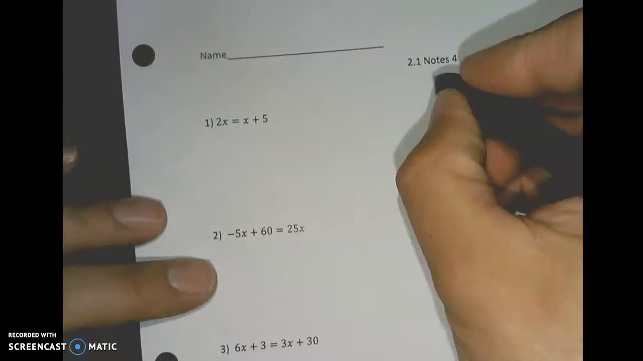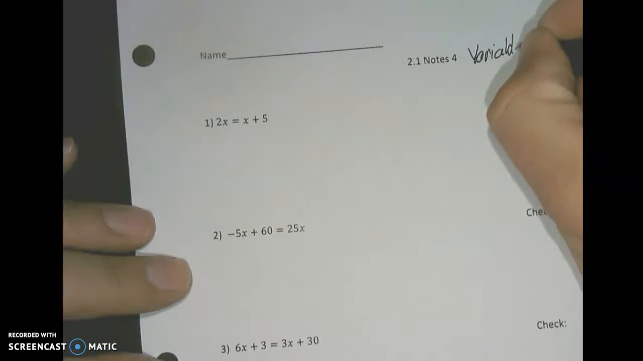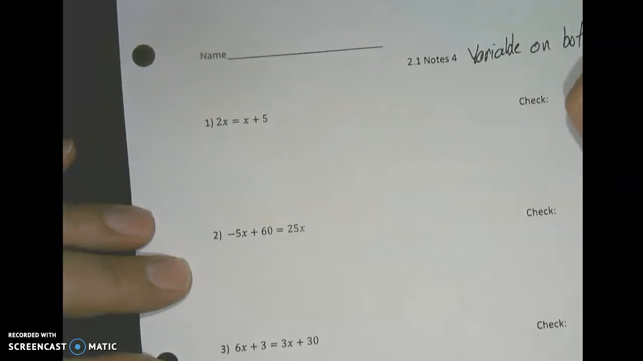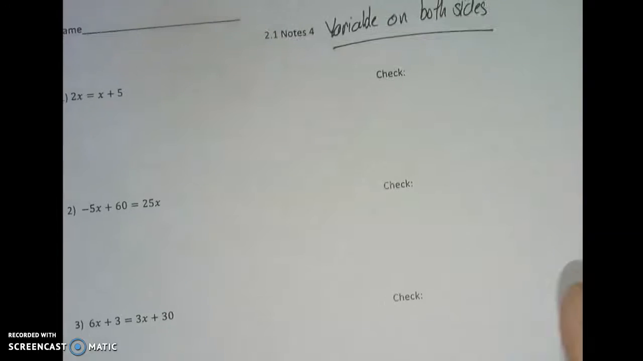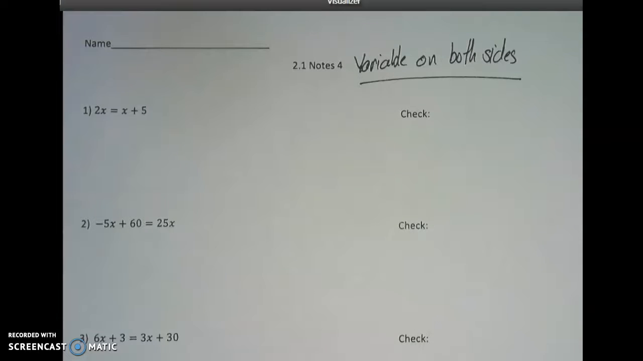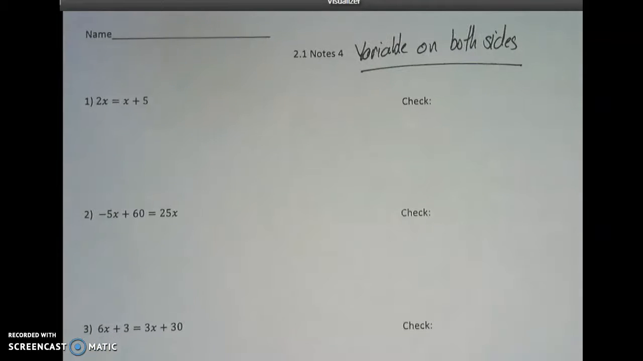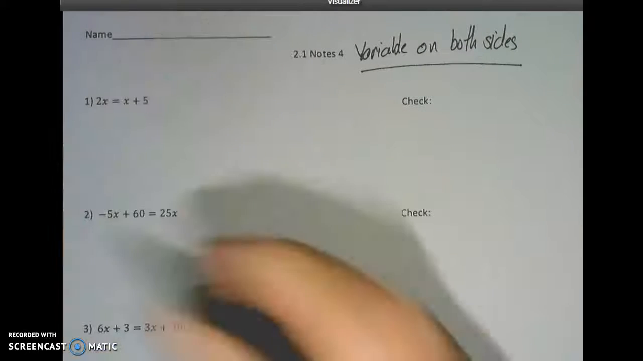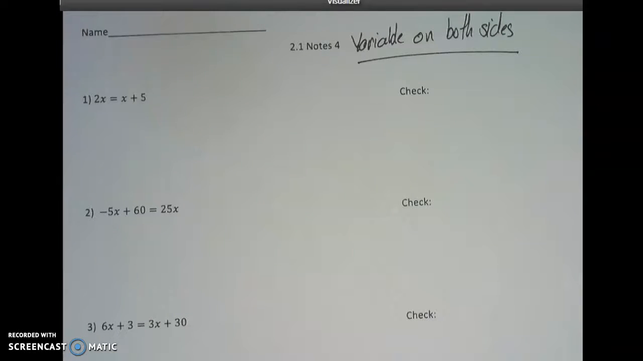Okay, so today, guys, we're going to have our variable on both sides. Put that up there so you can see it. Okay, so your variable is on both sides. What that means for us is that we are actually looking at having to move our x's together. I'm going to give you an example, then there's one that you guys are going to work on and so forth. We'll just kind of tag team this up together.